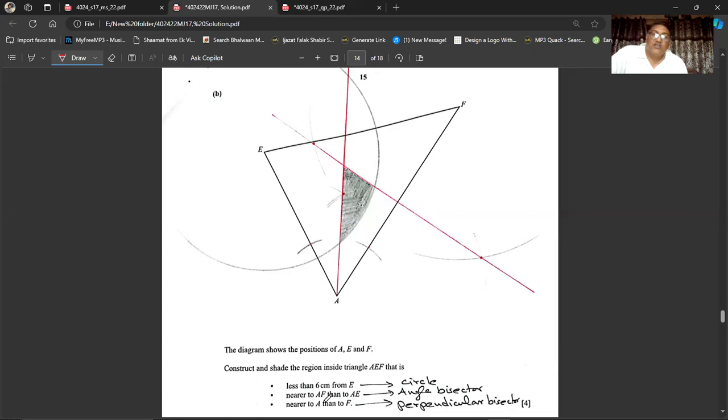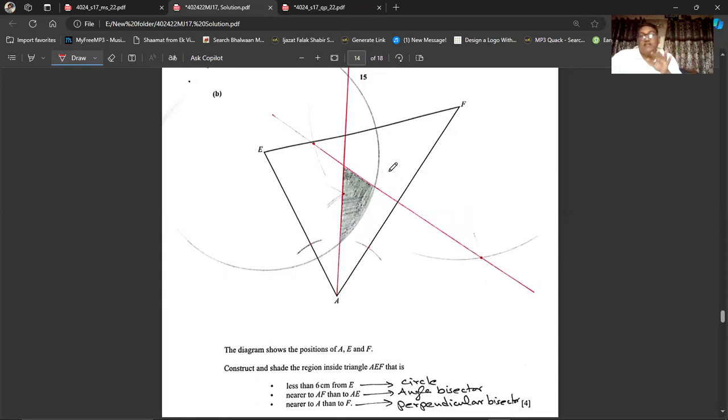Then he says nearer to A than to F, so you have to draw the perpendicular bisector of the line AF. I put my compass here, open it more than half of AF, and draw this arc and an arc here. Then I put my compass here and draw this arc and this arc. Where these two arcs intersect, put a dot and join them. This red line is the perpendicular bisector of the line AF.